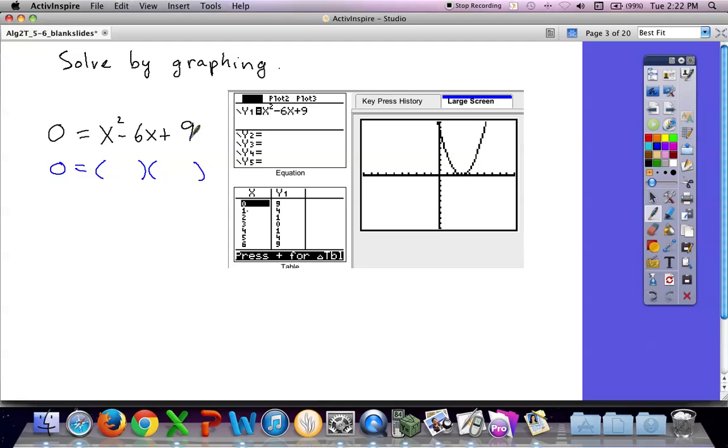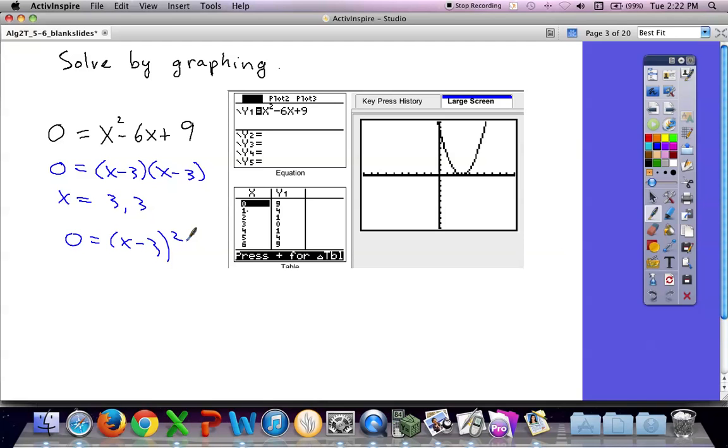and you would have said -3 times -3, right? So x minus 3, x minus 3. And both of those give us the same solution, right? It's 3 twice. In fact, you could write it as 0 equals x minus 3 squared, right?